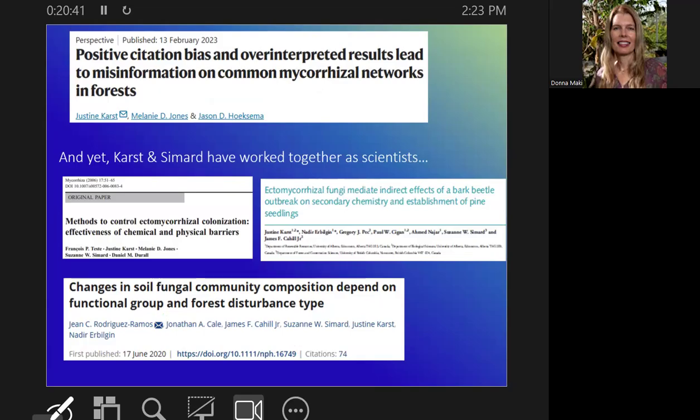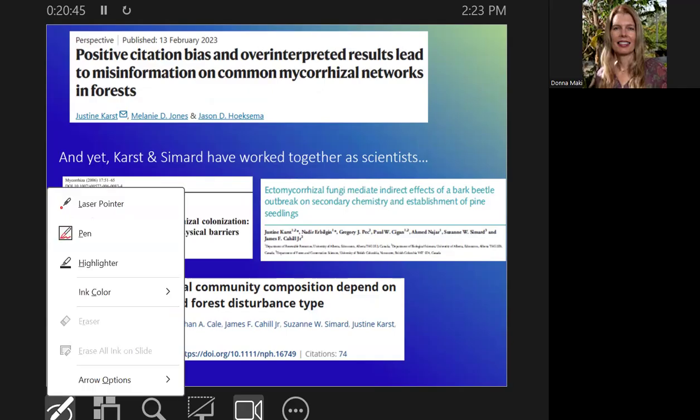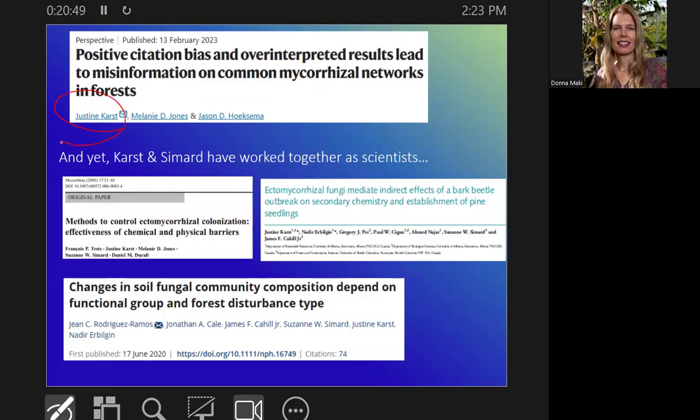So she's the one that published this top paper. And you can see she's saying citation bias. And then the other papers too were criticizing. And yet these papers down here were Karst and Simard working together.